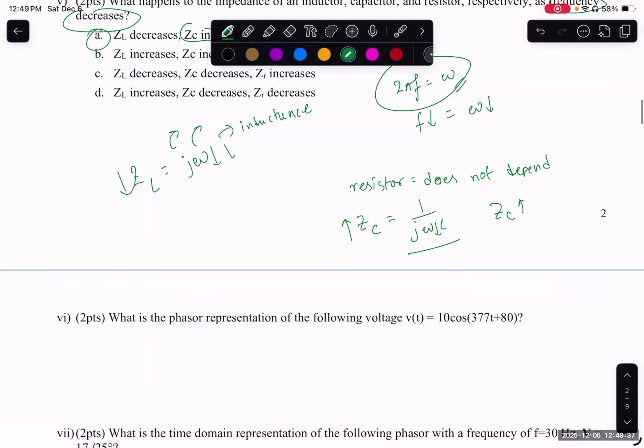All right, so it says, what is the phasor representation of the following voltage? This is basically just the phasor representation that they're asking for. So it's represented by magnitude and phase. For this case, we know the magnitude is 10. The phase is positive 80. So 80. Okay.